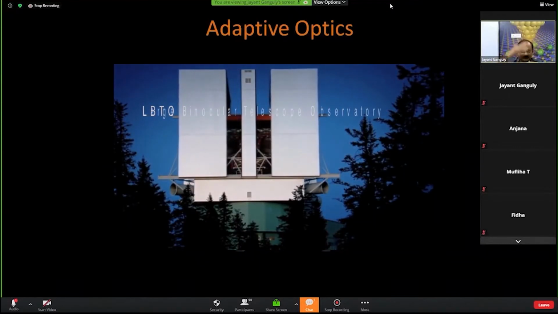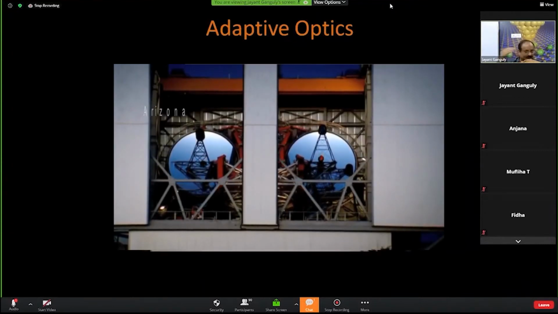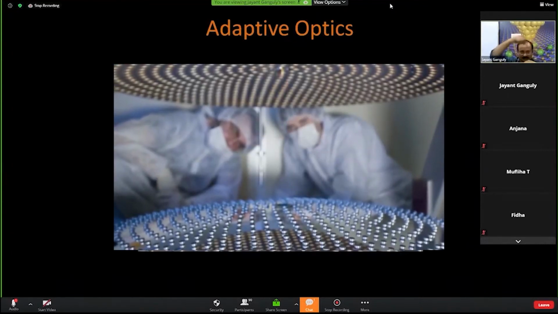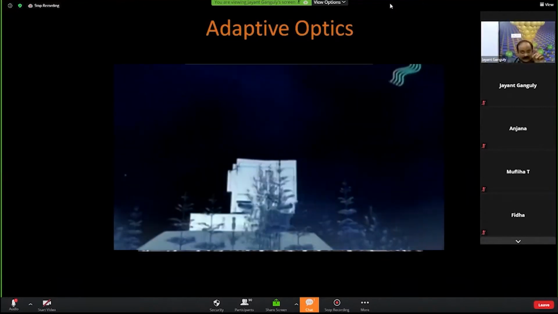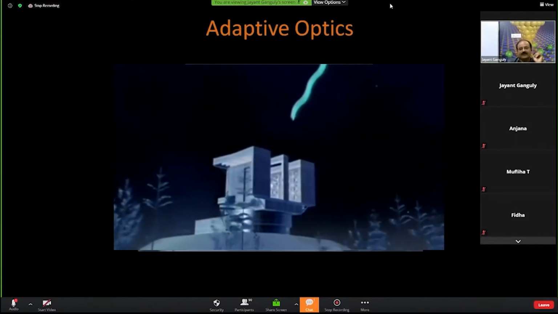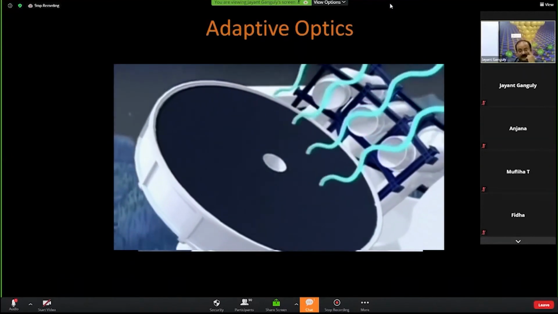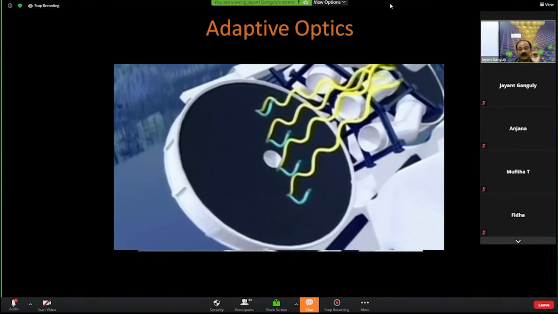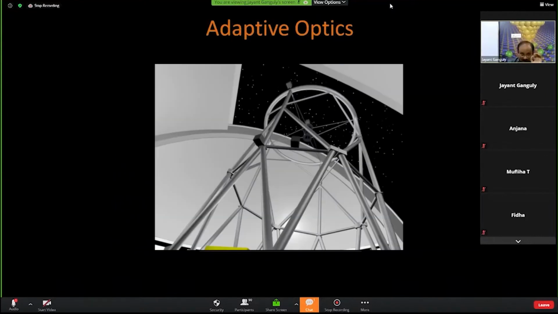Because of this temperature gradient, density fluctuates, and the light which comes from a particular stellar source moves around, so it doesn't converge at a particular place. So for rectifying this particular thing, a technique called adaptive optics is used. So this video was showing you that particular thing. It is also showing you now.